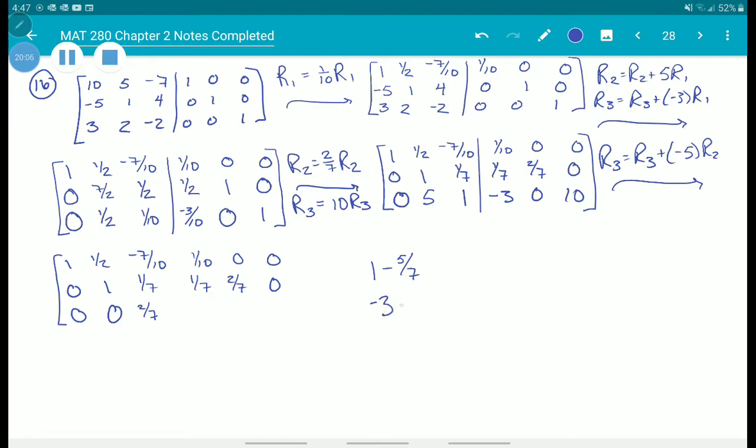-3 minus 5/7 is -26/7. 0 minus 10/7. 10 minus 0. So now we're going to take row 3 and replace it with 7/2 row 3.